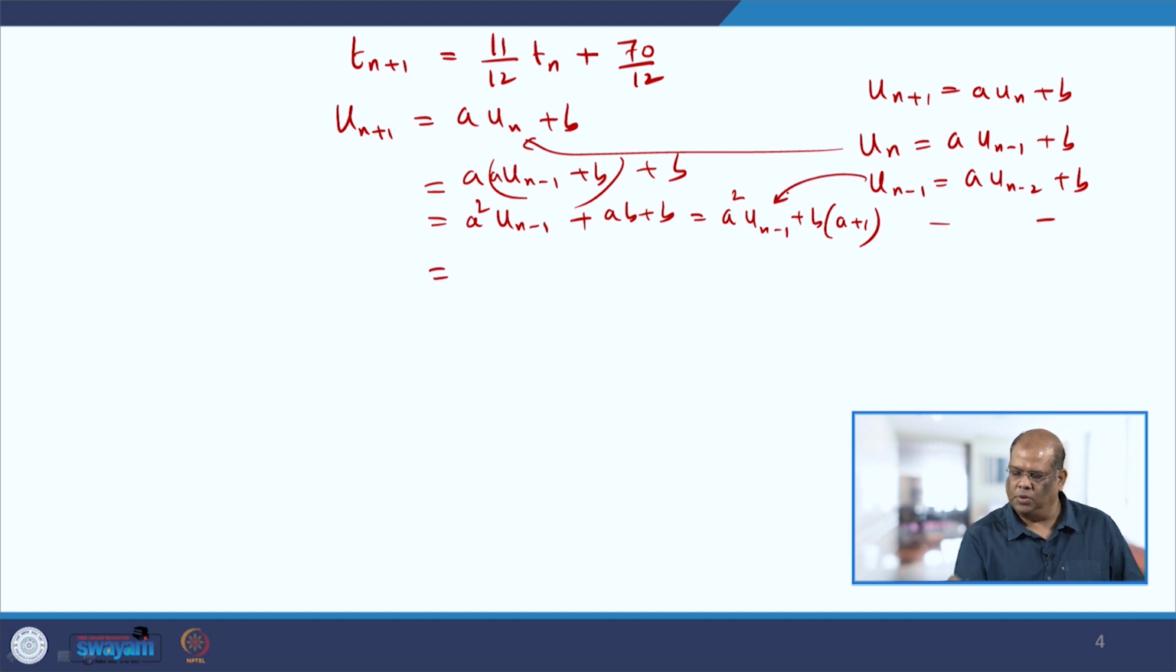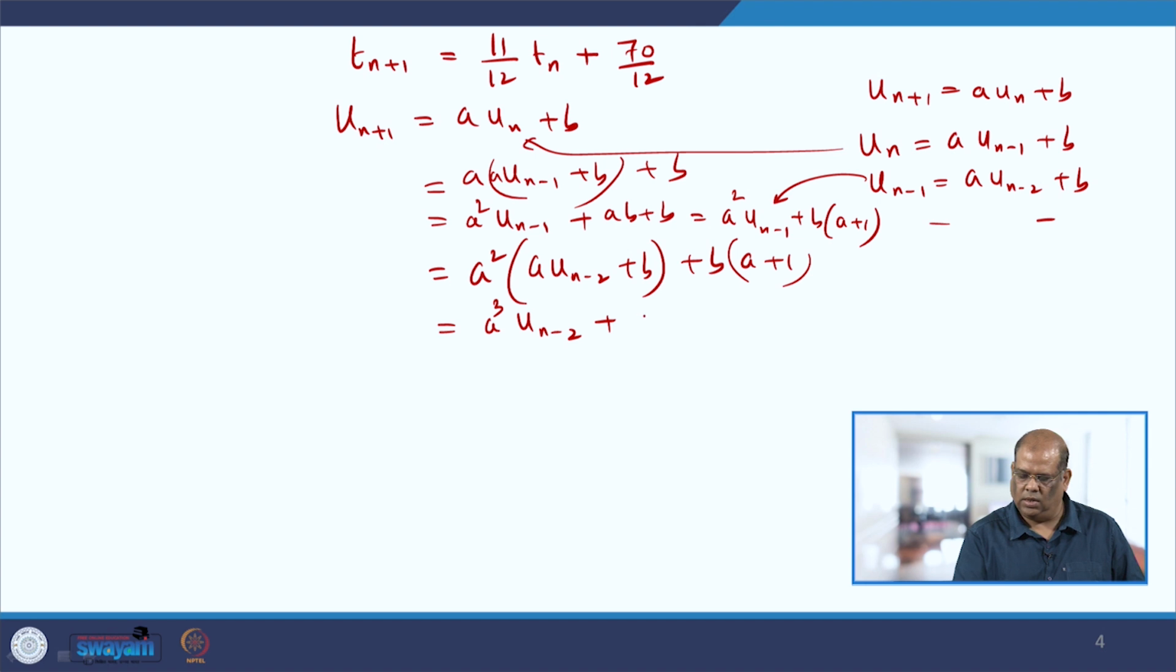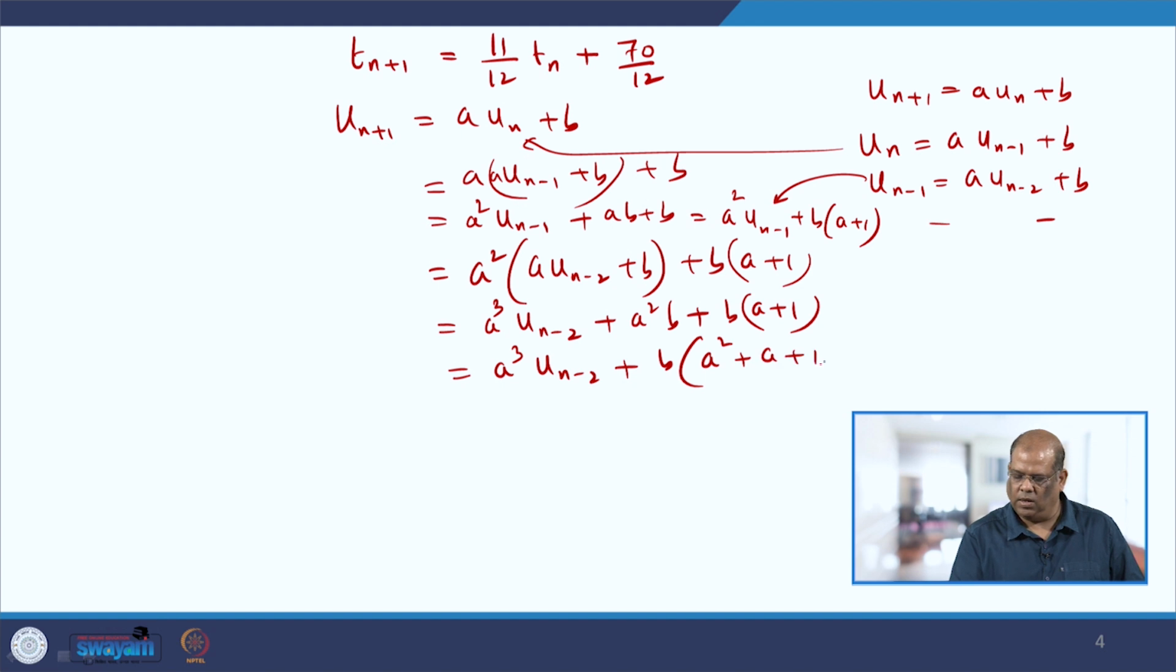Similarly, this is substituted here and you get a squared u_{n-2} plus b into a plus 1. This is a cubed u_{n-2} plus a squared b plus b into a plus 1, and a cubed u_{n-2} plus b taken common a squared plus a plus 1.